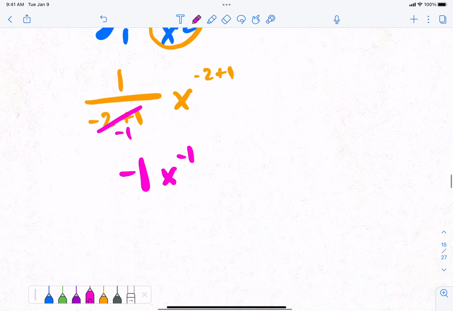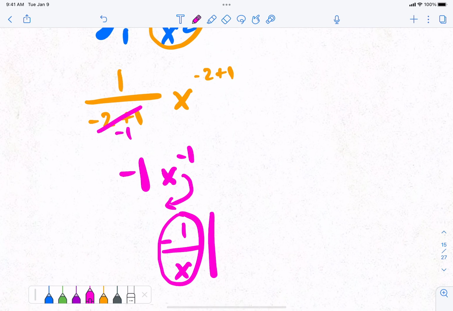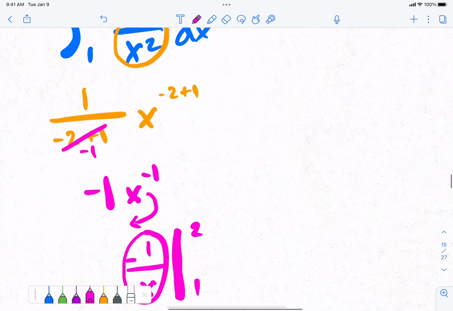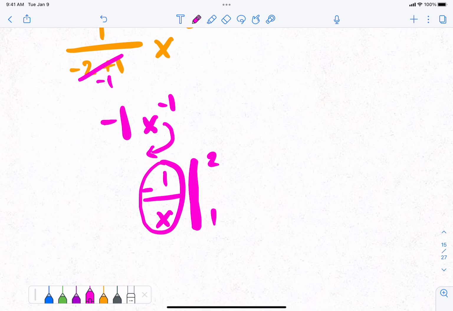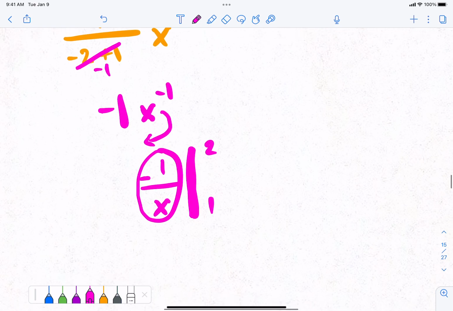Let's fix it. If I put the x back down to the bottom, this is negative 1 over x to the first power, or negative 1 over x. This is the antiderivative. Now I'm going to put my little bar and plug in 2 and 1. Do you see how that works? Negative 1 over x was our antiderivative.